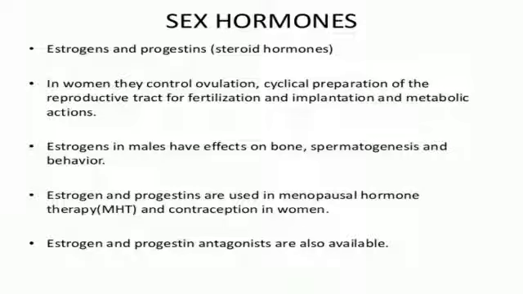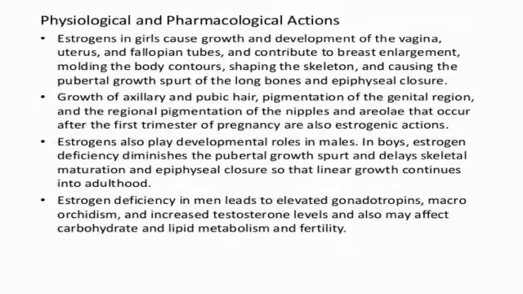Both estrogen and progesterone are present in both men and women body, but functions are different. Estrogen in male have effects on bone, spermatogenesis, that is the process of formation of sperm, and the behavior. Estrogen and progestin are also used in menopausal hormone therapy and the contraception in women. Estrogen and progestin antagonists are also available. Here is some physiological and pharmacological action of sex hormone.